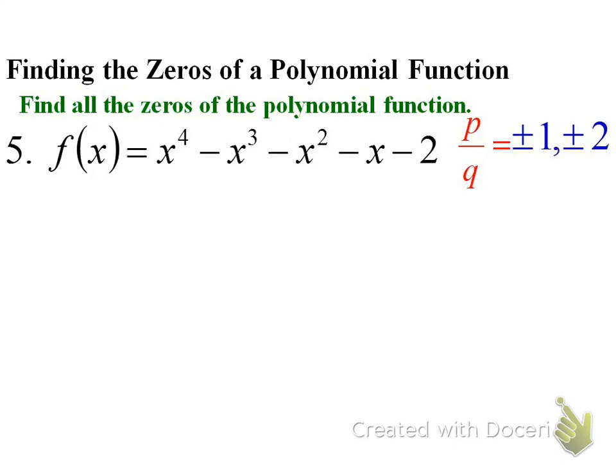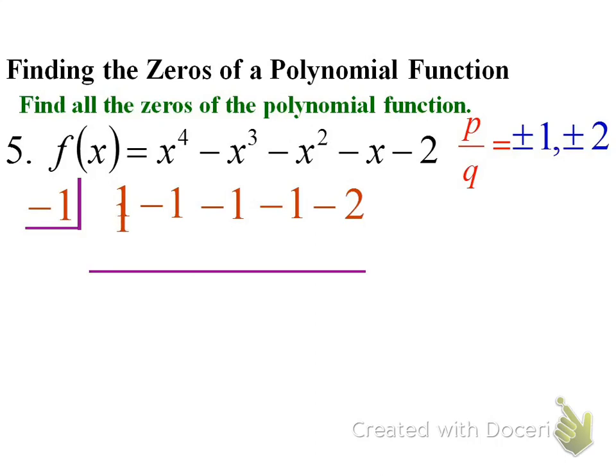Now pick one and test it. I'm going to pick the 1. Oh, actually, just kidding. I'm going to pick the negative 1. And then we're going to use synthetic division. Remember, if we get a remainder of 0, then negative 1 is one of our zeros. It's one of our solutions. It's one of our roots, part of our answer. I think you guys are getting pretty good at this process. Is that accurate? Okay, good.